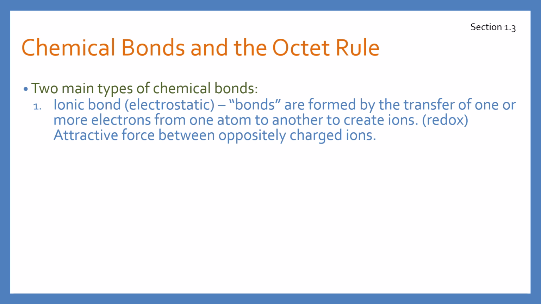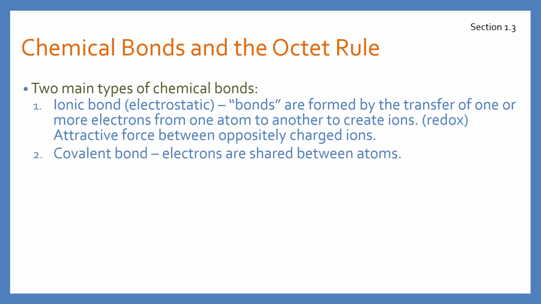This is different from our second type, which is the covalent bond, where electrons are actually shared between atoms. So with ionic bonds, you have something that's really more of an attraction, and a covalent bond is more like a shared thread between the atoms. They're actually being held together.